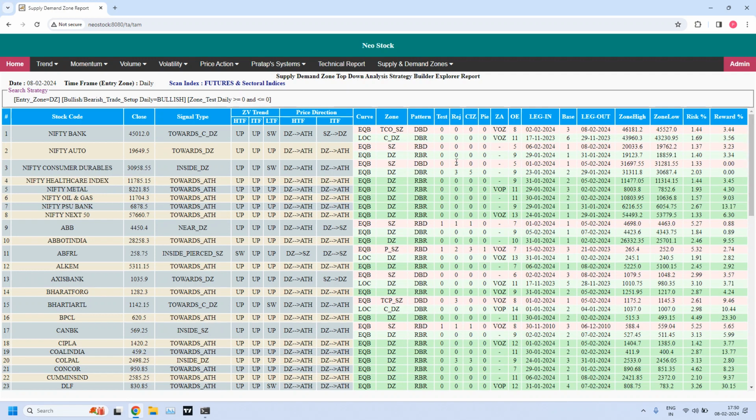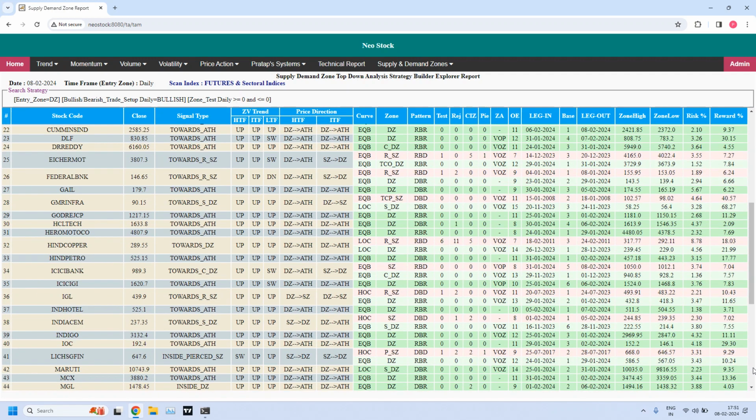Maybe few stocks might be having rejection count. Rejection count also includes a test, already tested zone, but rejection count is always a strong price action clue, indicates there is a strong order flow in that zone. So we don't want to miss such kind of zones, even though they are tested. So that's why I did not set rejection count to 0. This is the point you have to observe. So let me scroll down.